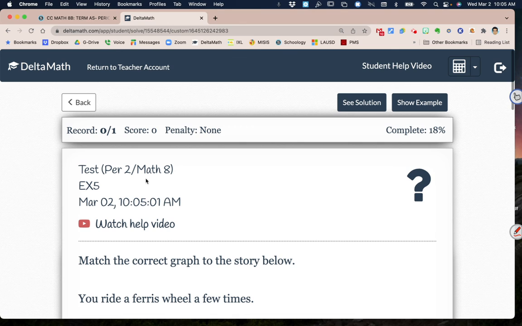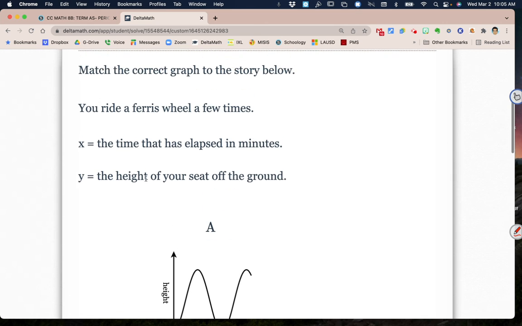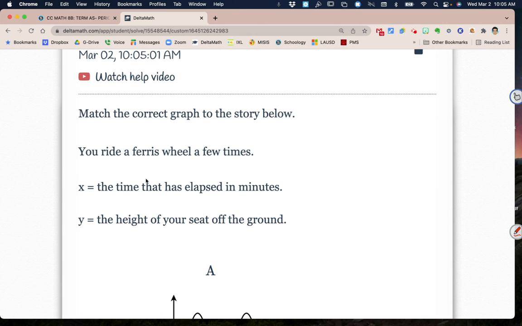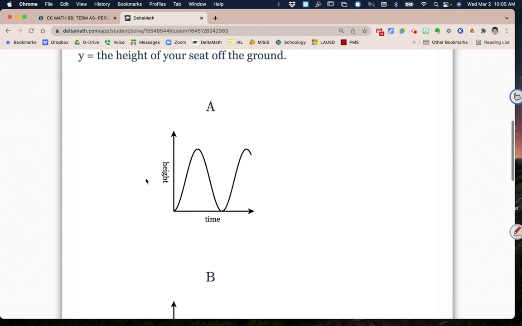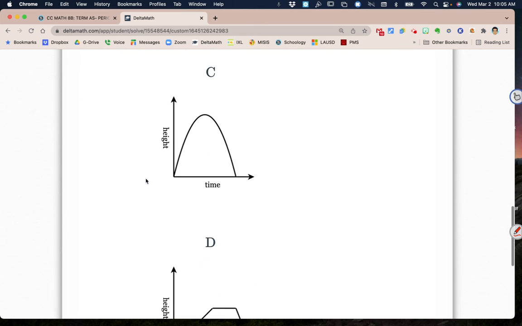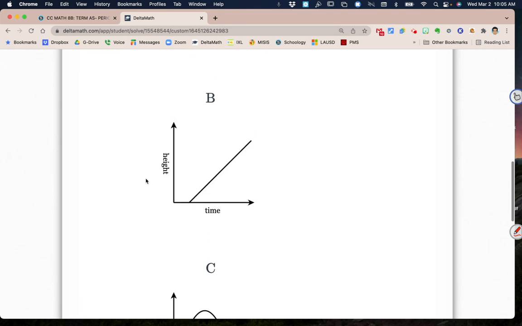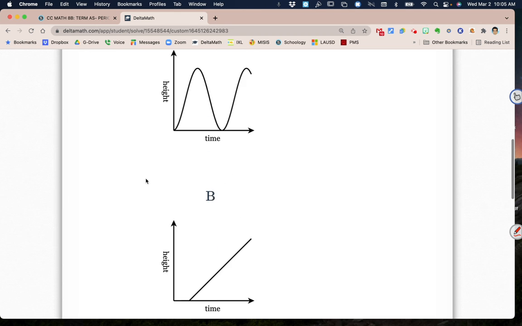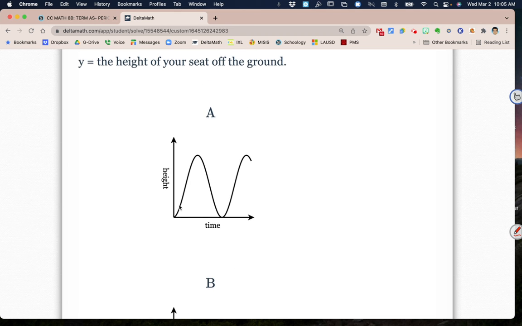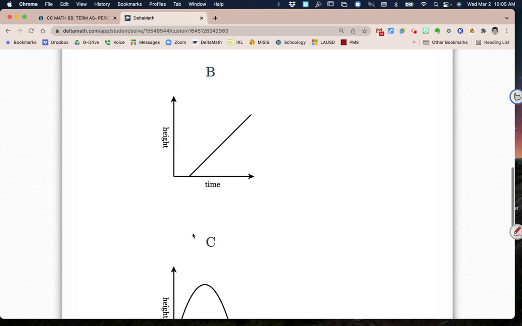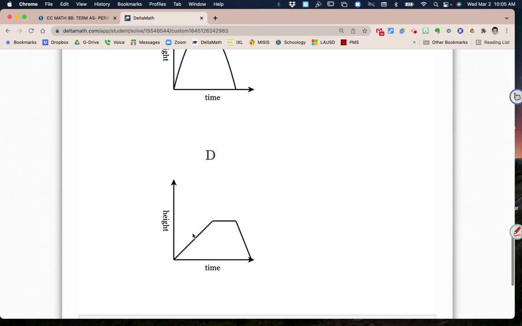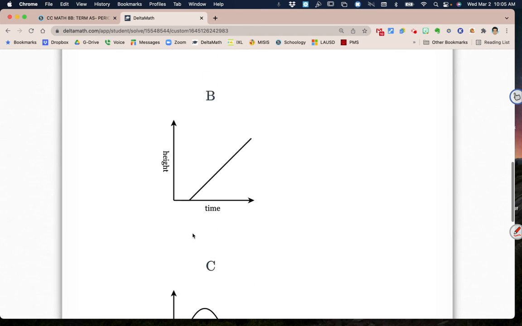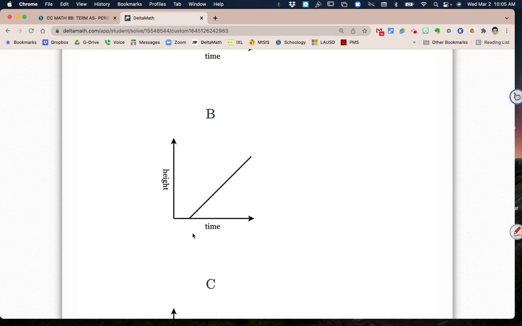Example 5. Let's see the situation. Oh, we did this one already. Match the correct graph for each story. You ride a Ferris wheel a few times. Which graph matches that? Remember we did this in the Kahoot? Which height versus time matches that? A, B, C, or D? If you're riding around a few times.